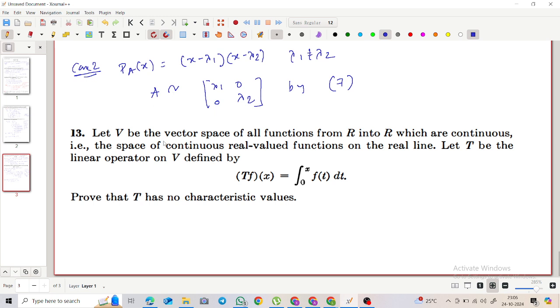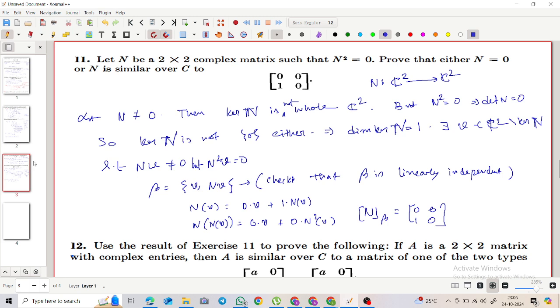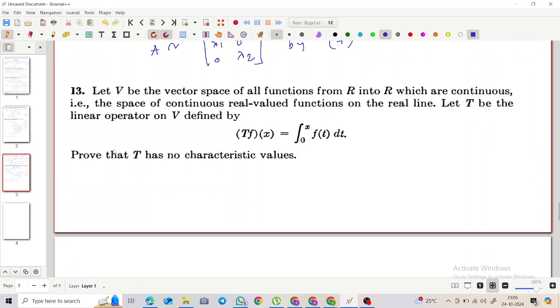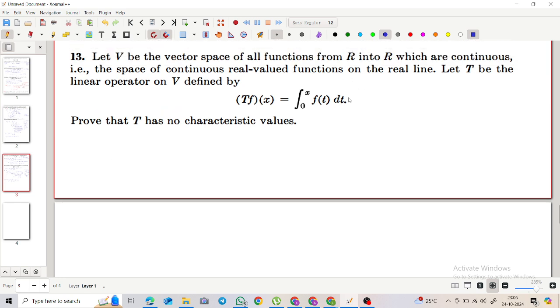First of all, notice that the set of all functions from R to R is an infinite dimensional vector space. First of all, notice this. The vector space is infinite dimensional.